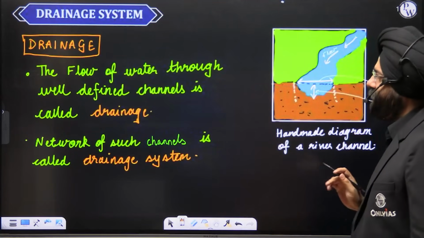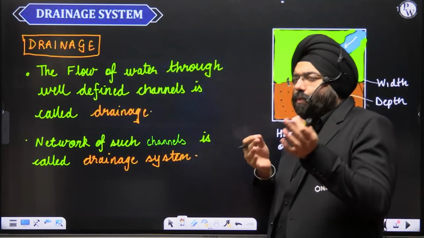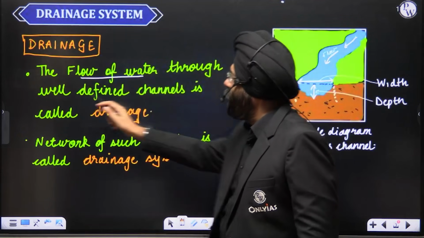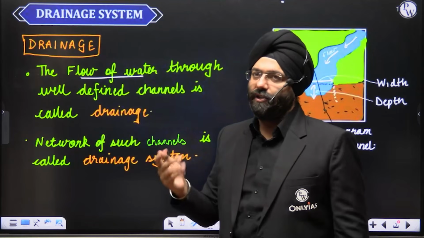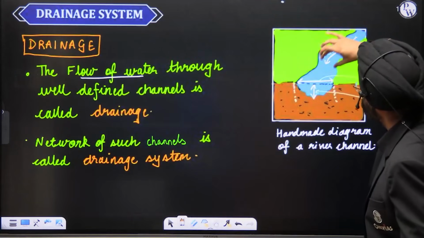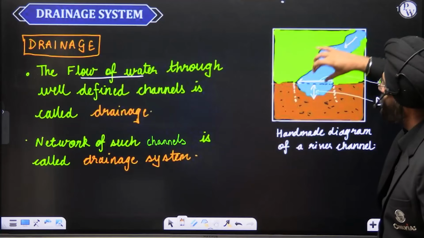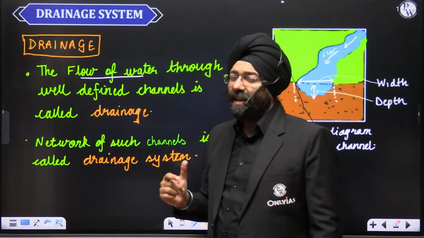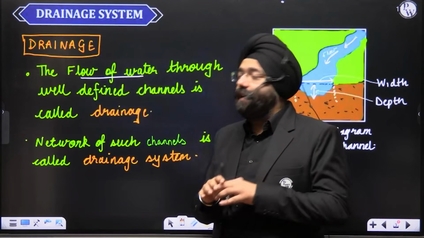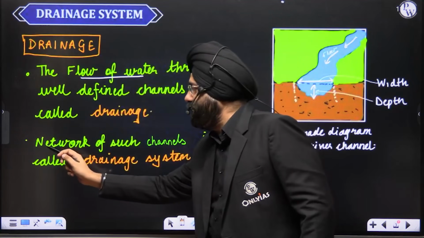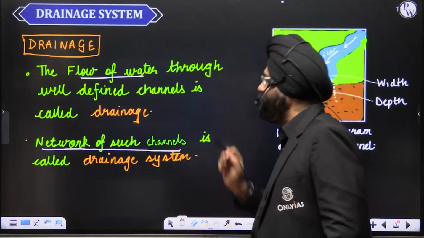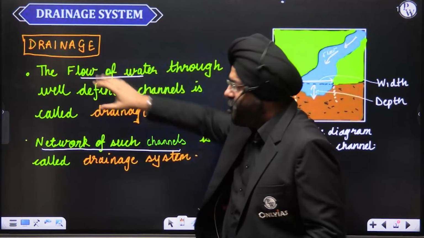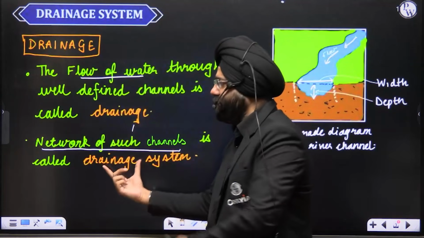Now see, what do you mean by the word drainage? Flow of water through a well-defined channel is called drainage. Now this is a channel in which the water is flowing, right? This is a well-defined channel. So the flow of water through a well-defined channel is known as drainage, and the network of such channels is known as a drainage system. So this is one unit. Collection of such units in the form of a network is known as a drainage system.